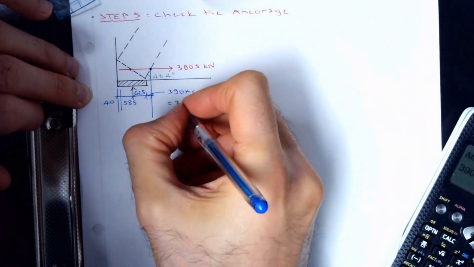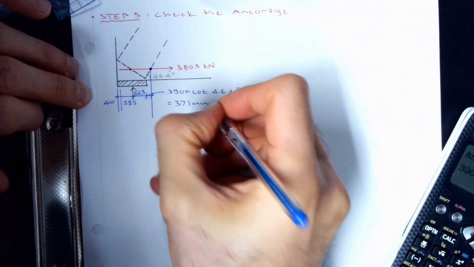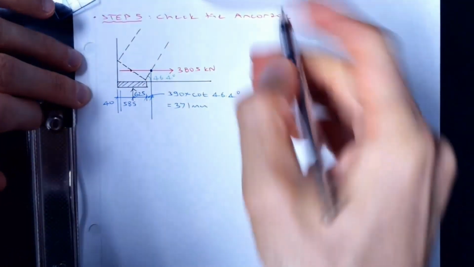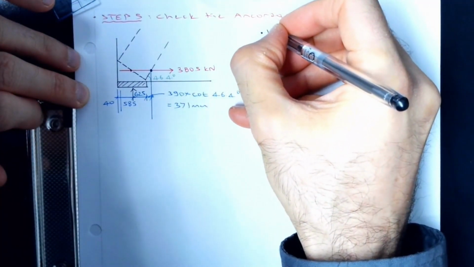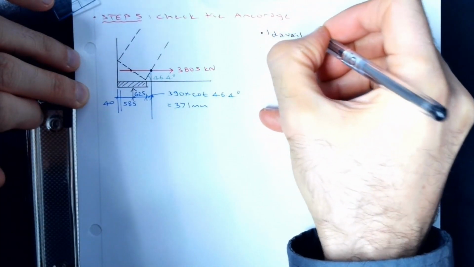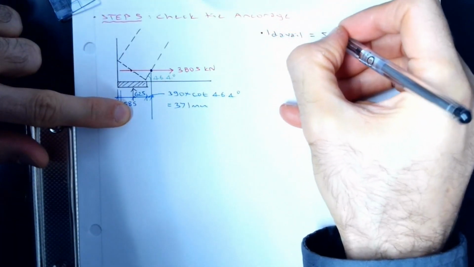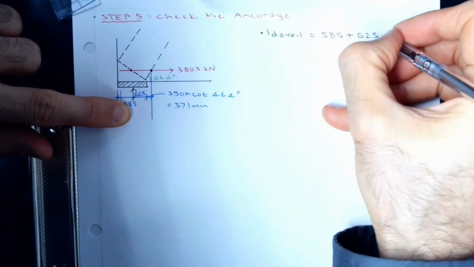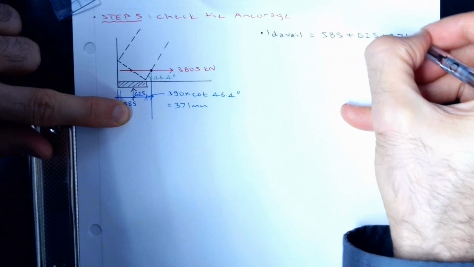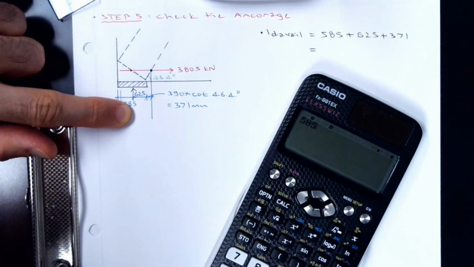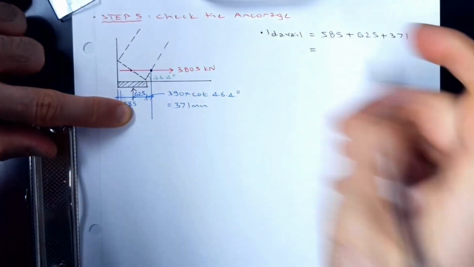$371. So I'm going to say length available for development, LD available, would be 585 plus 625 plus 371. 1581.